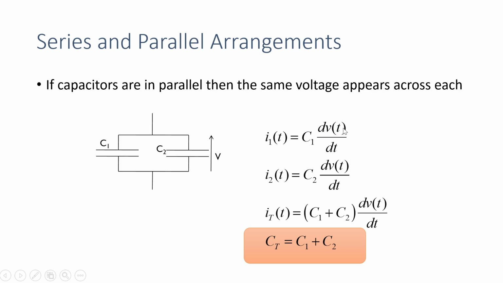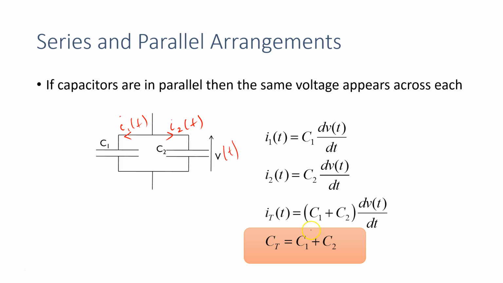So if capacitors are in parallel, as you could see here, I just have two capacitors in parallel, C1 and C2, then what we could see, just like resistors in parallel, is that the voltage across them is the same. So if I look at my VI equations, I could define the current into each one, I1(t) and I2(t). And I1(t) will be C1 dV/dt, I2 is C2 dV/dt, where the V's are the same. This is this V(t) here.